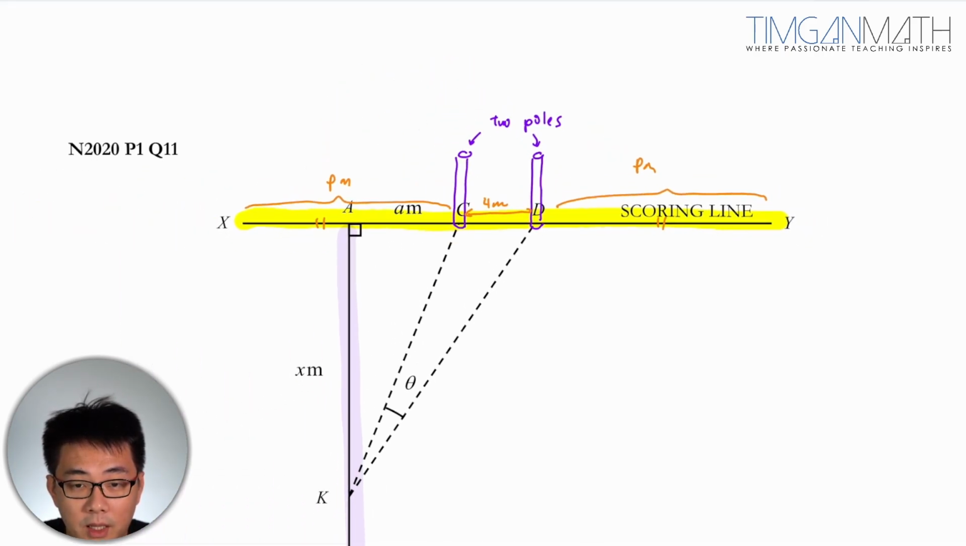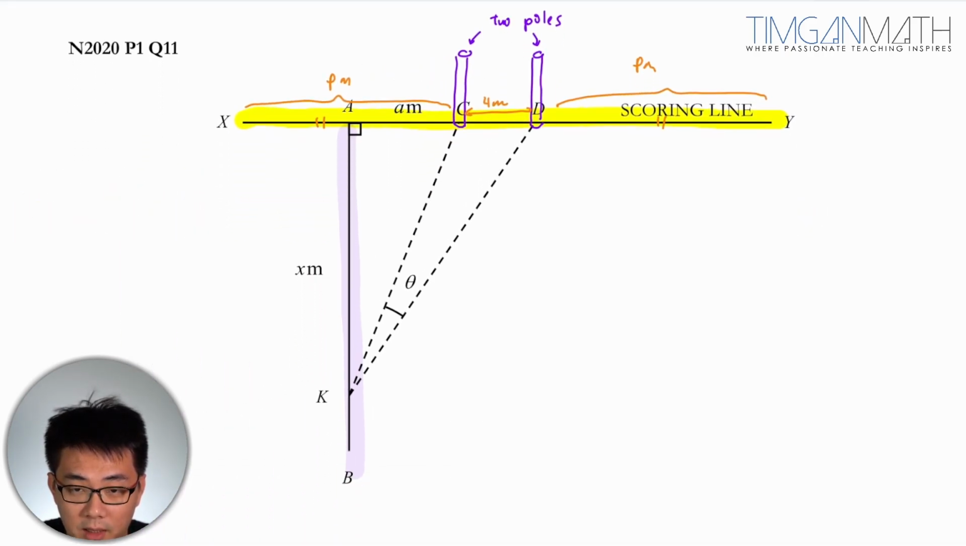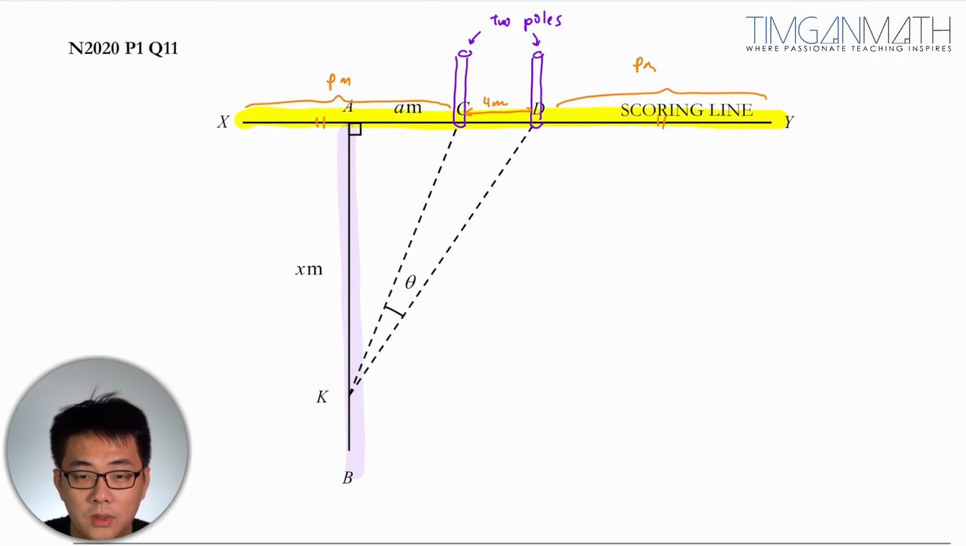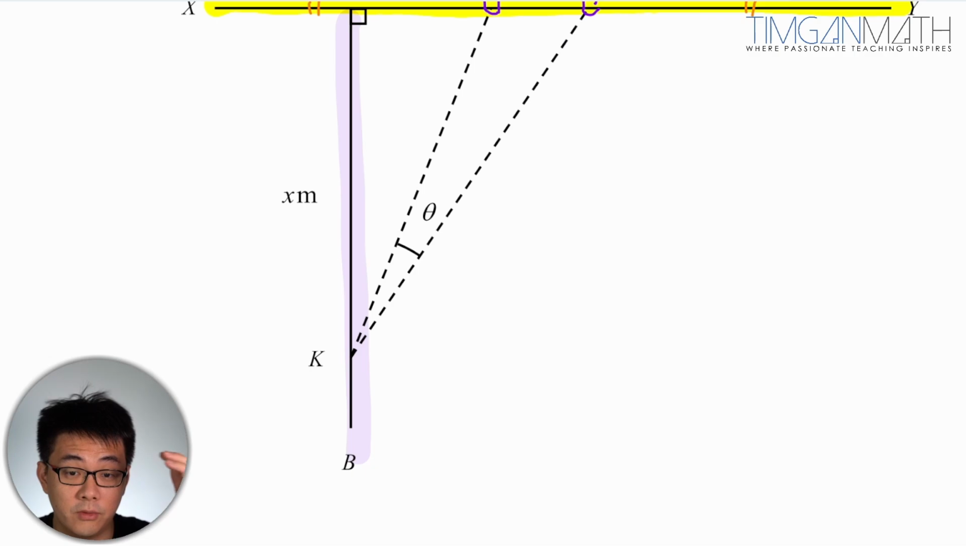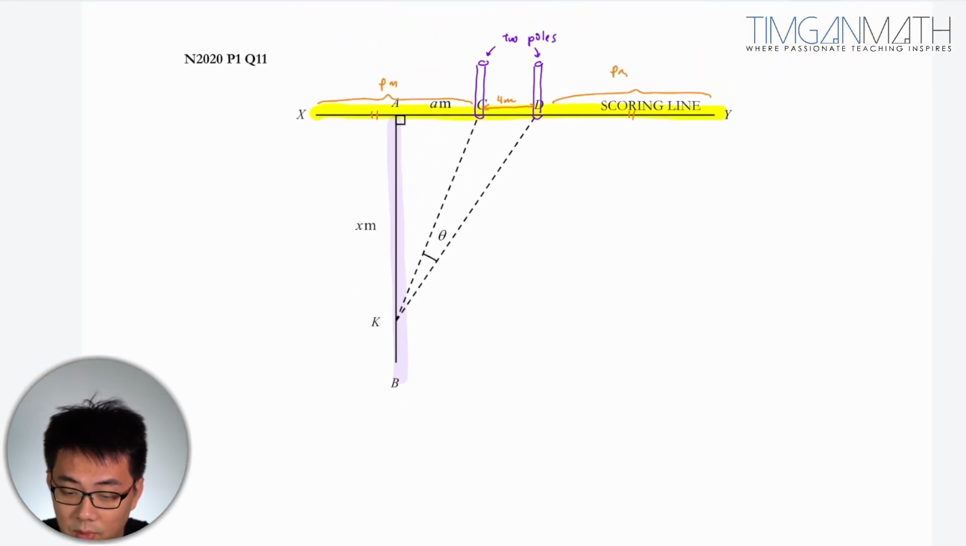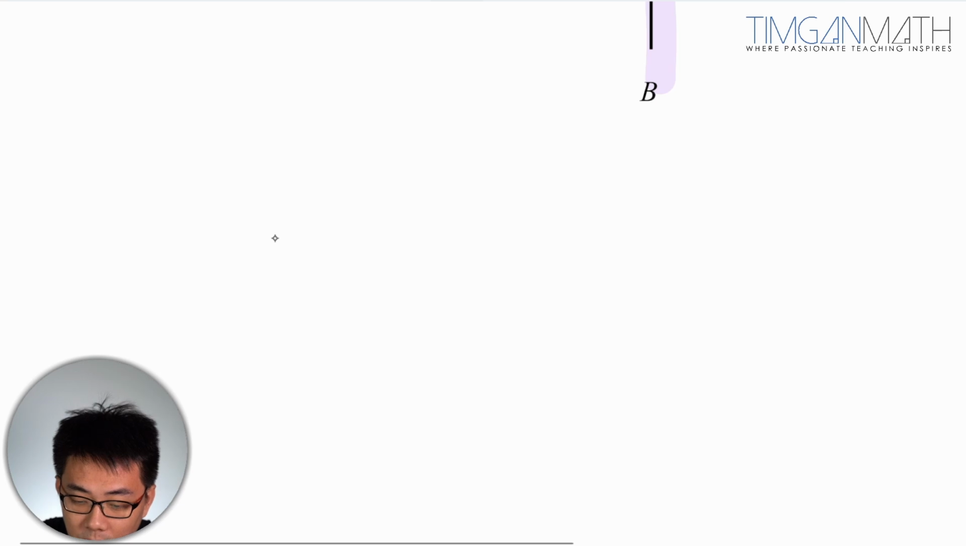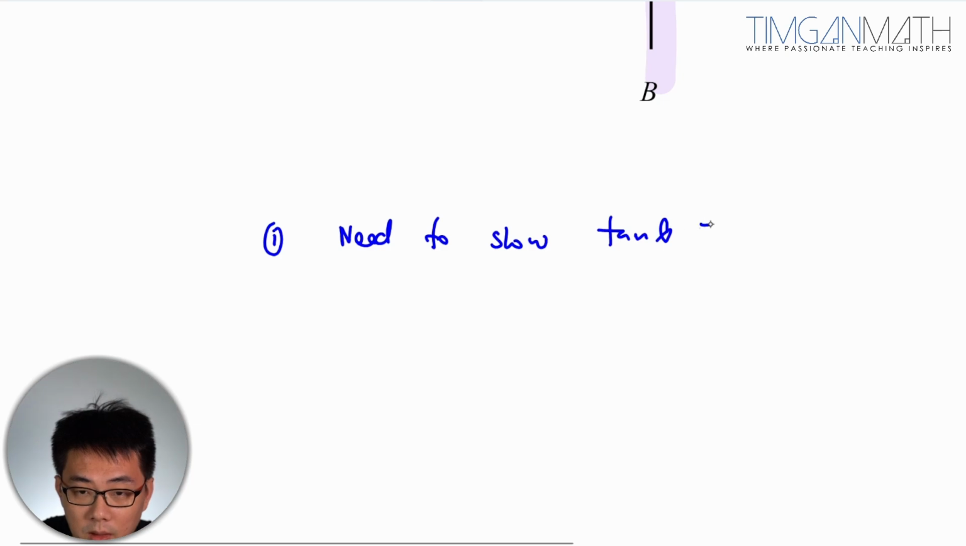The kick is taken from K, and AK is x. The angle CKD is theta, so this is theta here. Now the next thing is, by expressing theta as the difference of two angles, or otherwise, show that tangent theta is 4x over x squared plus 4a plus a squared.